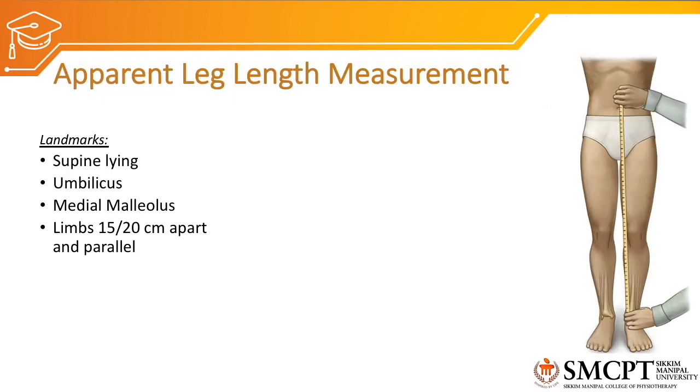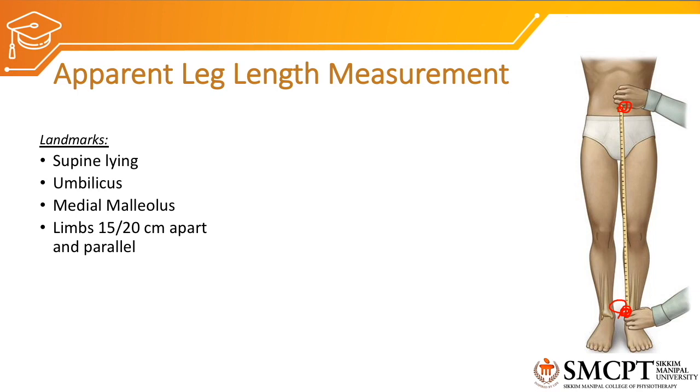The first technique is the apparent limb length measurement. For this, the patient has to be in the supine lying position, that is, the patient lying on their back. The landmarks required for measuring apparent limb length are the umbilicus and the medial malleolus. One end of the measuring tape has to be placed on the umbilicus by the thumb, and the other end should be placed on the medial malleolus.